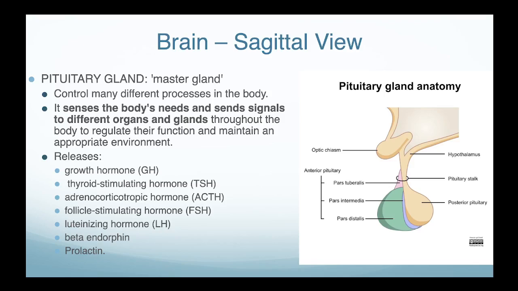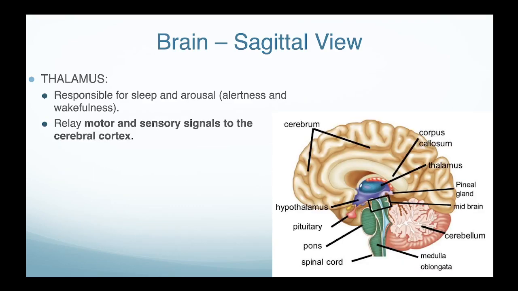So let's talk about the pituitary gland. The pituitary is considered the master gland. It sends signals to all the different organs of your body. It's associated with growth hormone, thyroid stimulating hormone, release of thyroid hormones, adrenocorticotropic hormone, like I said earlier, and luteinizing hormone, so these are your sex hormones, follicle stimulating hormone, etc. Prolactin is the hormone that's released when women are lactating or feeding their children.